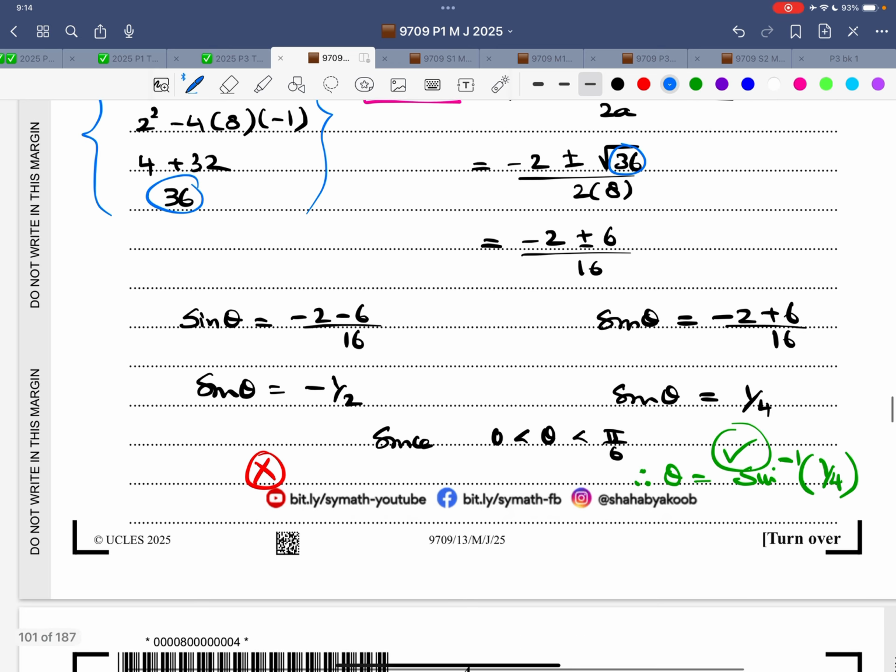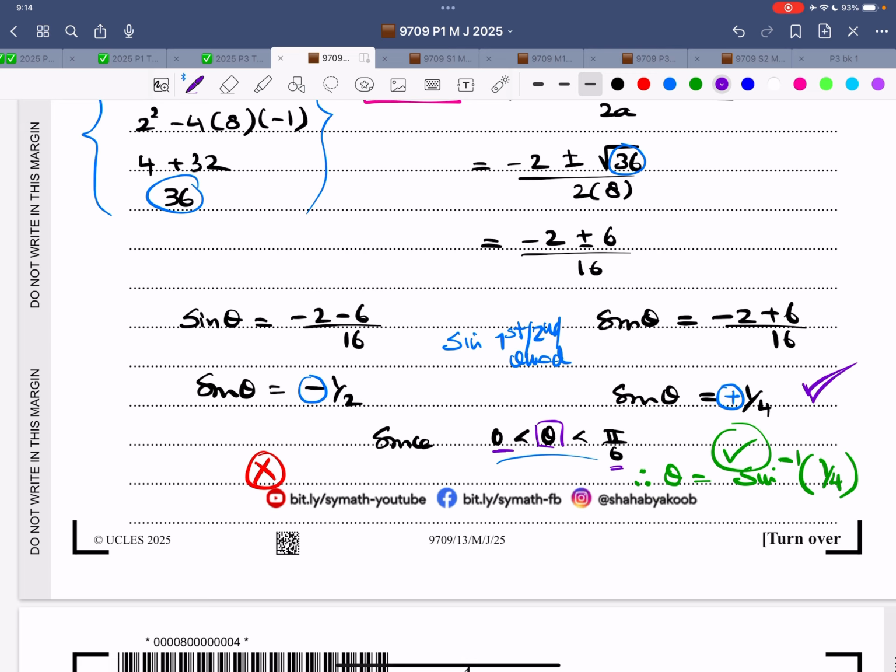There is either a plus or a minus. So sine theta is negative, sine theta is positive. Since theta lies between 0 and pi by 6, we know that sine is positive in the first and second quadrant. And when we are talking about theta lying between 0 and pi by 6, we are only talking about the first quadrant. So therefore, we have to use this value.